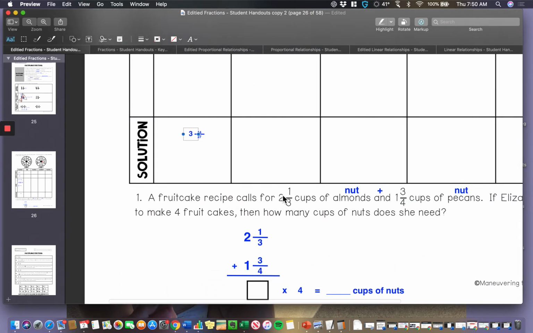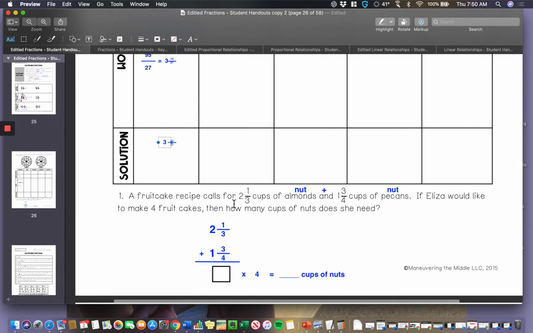Alright, so when I go on down to the bottom, we have a little word problem here. It says, a fruitcake recipe calls for 2 1/3 cups of almonds, which is a type of nut, and which means I'm going to be adding 1 3/4 cups of pecans. So this fruitcake recipe has 2 1/3 cups of almonds and 1 3/4 cups of nuts. If Eliza would like to make 4 fruitcakes, then how many cups of nuts does she need?